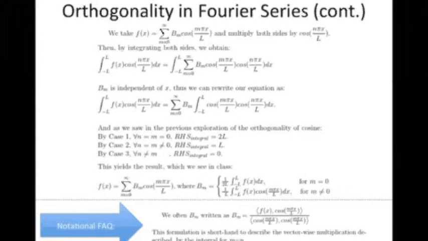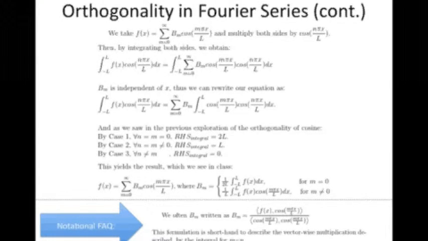And so with case 1, we know that the right-hand side integral falls to 2L. By case 2, where n equals m, we know that the right-hand side integral equals L. And by case 3, if n does not equal m, which basically makes a ton of combinations fall out for finite integrals, and in this case, there's always going to be an infinite number of terms in an infinite sum. But that right-hand side integral in case 3 falls to 0.